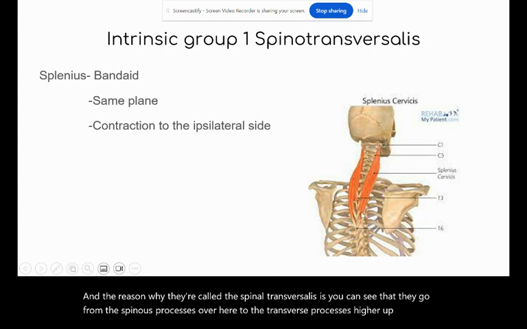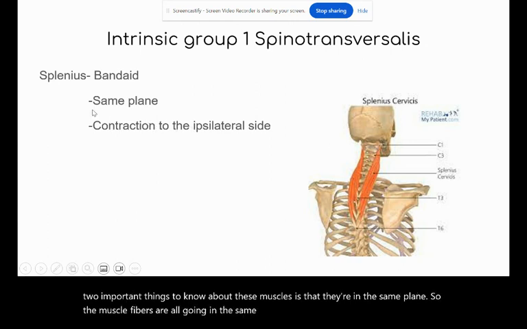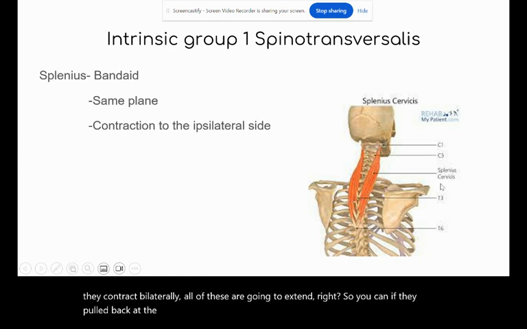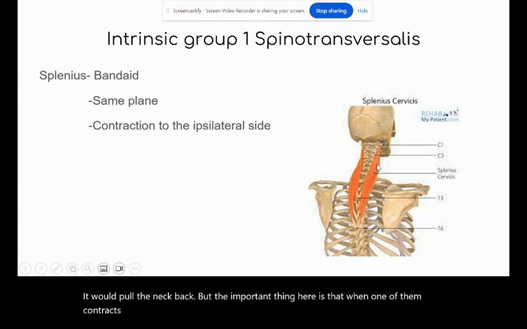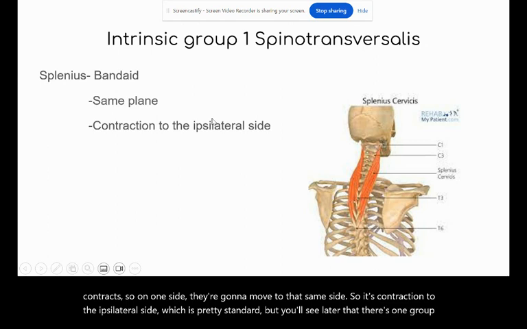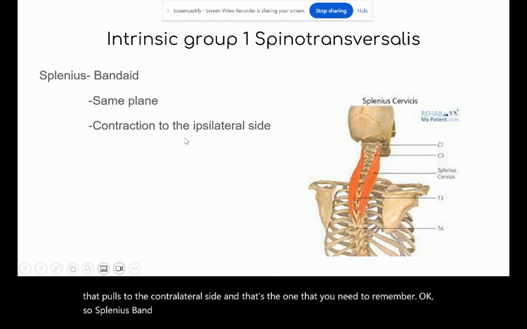The two important things to know about these muscles are that they're in the same plane, so the muscle fibers are all going in the same direction. And when they contract bilaterally, all of these are going to extend. If they pulled back at the same time, it would pull the neck back. But the important thing here is that when one of them contracts, on one side, they're going to move to that same side. So it's contraction to the ipsilateral side, which is pretty standard. But you'll see later that there's one group that pulls to the contralateral side, and that's the one that you need to remember. Okay, so splenius: bandage, same plane, moving to the same side when they contract.